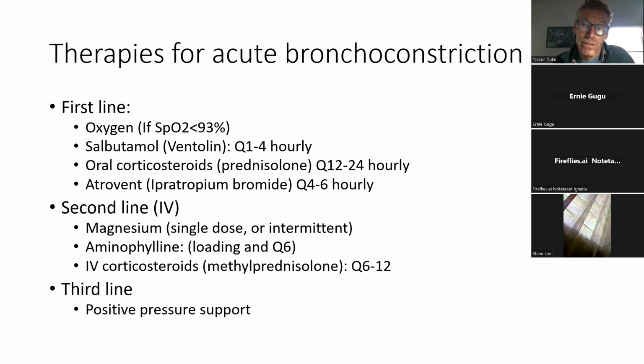And then the third-line therapy is if the child's still got severe respiratory distress after you've done all of that, then positive pressure support with CPAP or whatever.